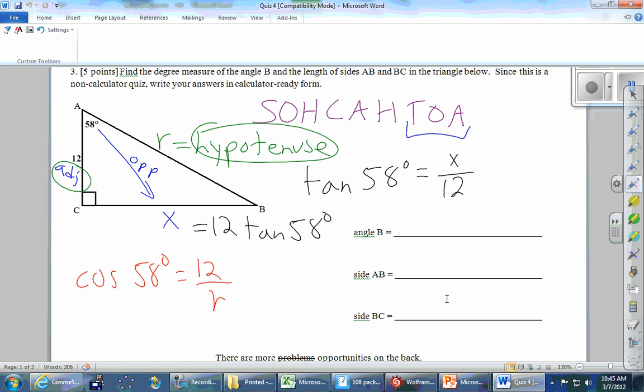And now solving this for R is actually a little bit tougher than the other equation, but we should still be able to do it. I don't like that R is in the bottom, so what do I do to bring it upstairs? I'll multiply both sides by R. So the R comes over here to the left. R cosine 58 is 12. And then cosine 58 is just some number, so we can divide both sides by cosine 58. So we get R equals 12 divided by cosine of 58.